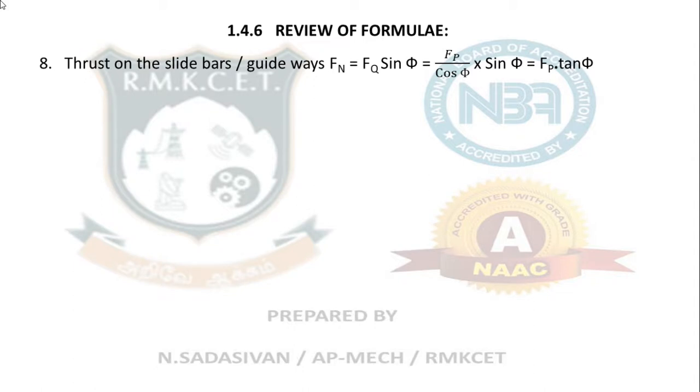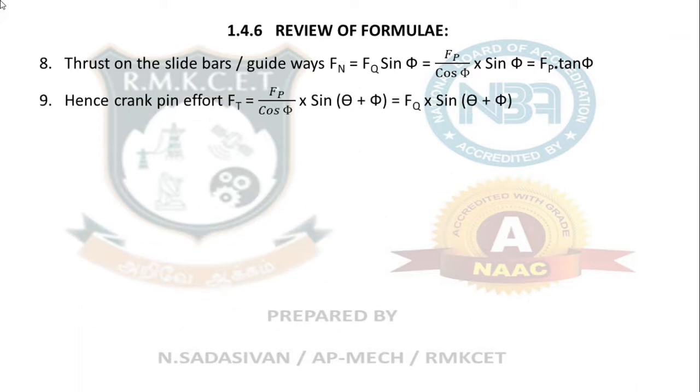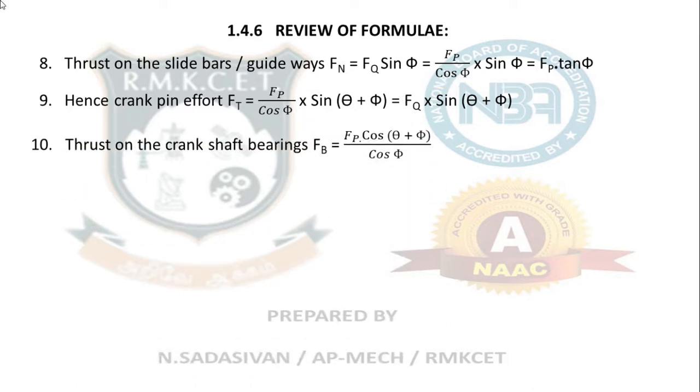Right. Thrust on the slide bars, Fn equal to Fq sin phi, that is equal to Fp by cos phi into sin phi. Just note down all these things. Fp by tan phi. So crank pin effort Ft equal to Fp by cos phi into sin theta plus phi, Fq into sin. This is the short form actually. Okay, so this is your short form, and in place I have put the expression for Fq, Fp by cos phi. Both are same, right? So thrust on the crankshaft bearings, Fp cos theta plus phi by cos phi.